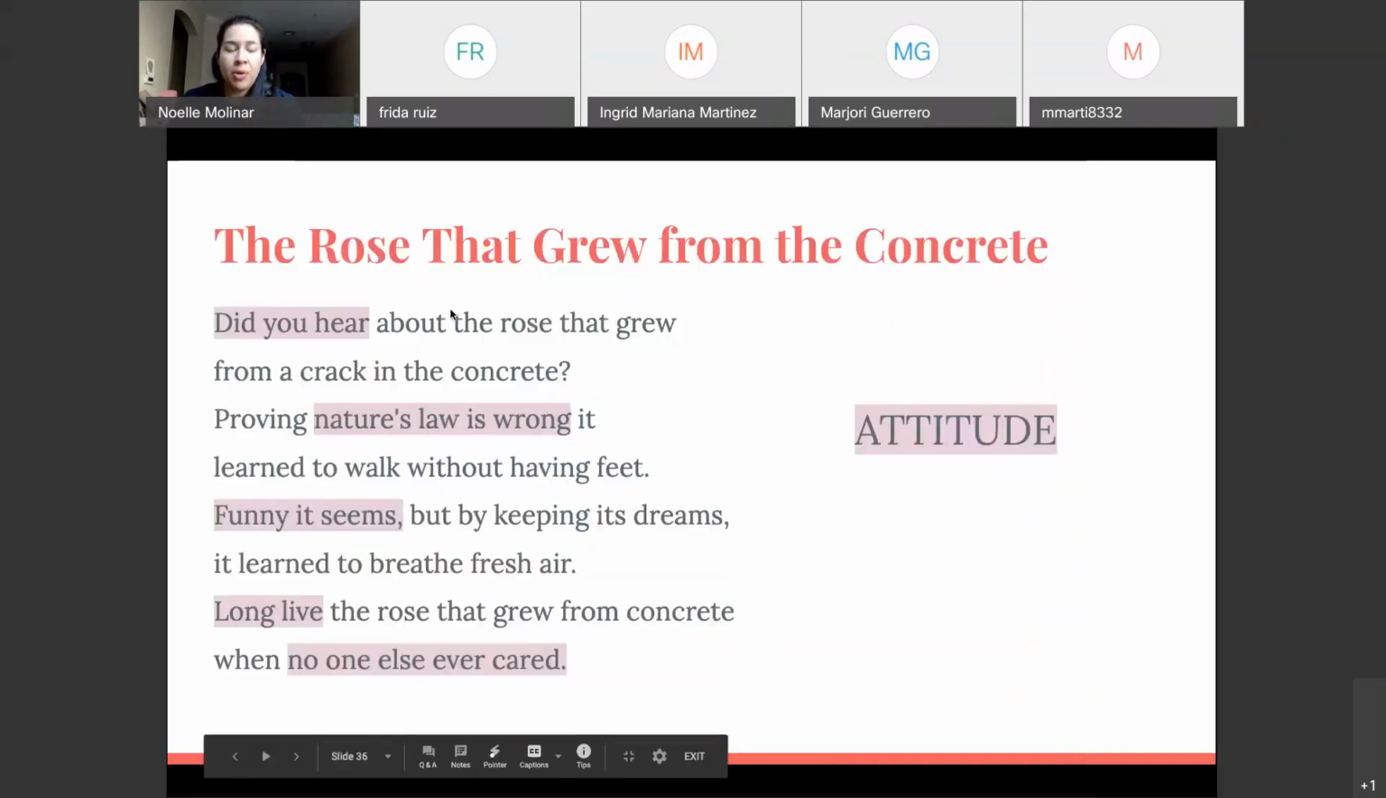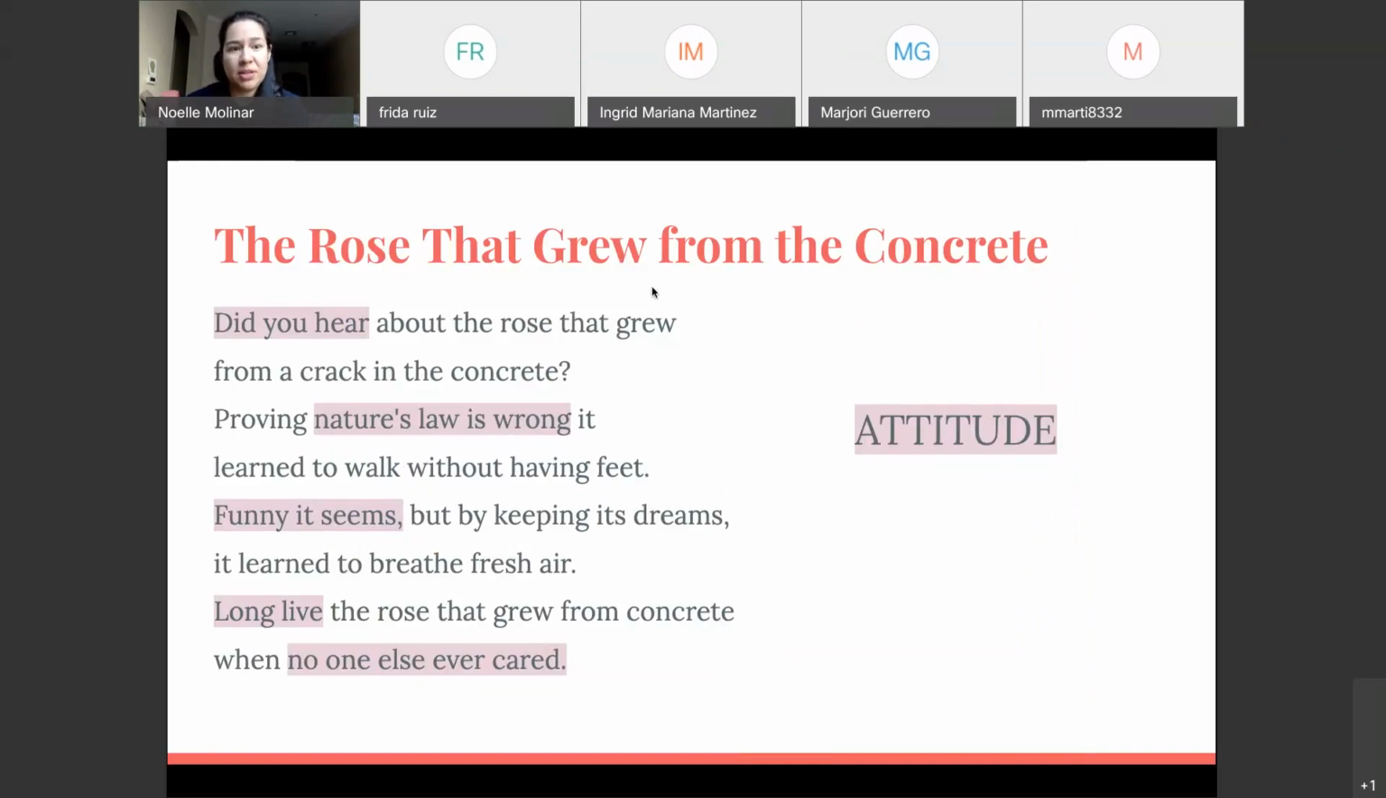And here in our poem, The Rose That Grew from Concrete, we have examples of attitude. "Did you hear?" They're wanting to know, do you have this information as well? They're so curious. They're asking a question. "Proving nature's law is wrong." We think of nature's law as things like the sun will rise in the morning and it will set at night, the earth will keep spinning. Those are the laws, but now it's saying that they're wrong. That's a very strong attitude, saying that things that will always happen in nature are wrong.